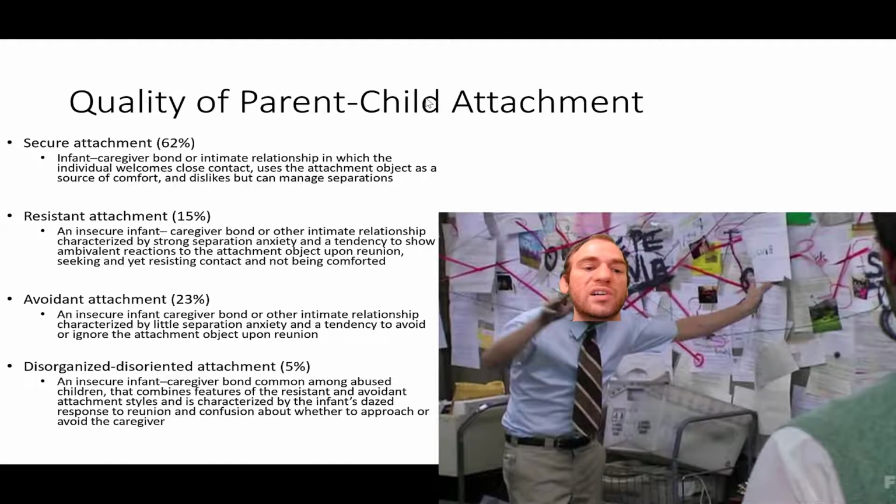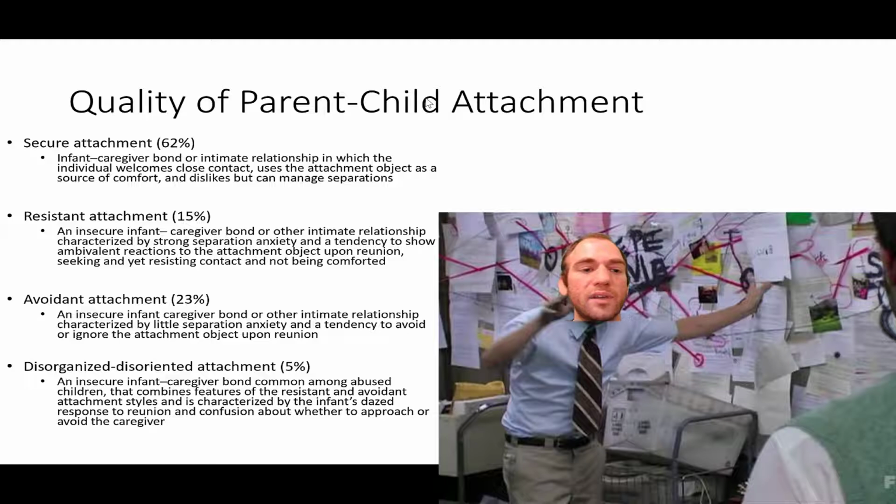Avoidant, an insecure infant caregiver bond or other intimate relationship characterized by little separation anxiety and a tendency to avoid or ignore the attachment object upon return. Disorganized, disoriented attachment. This is an insecure infant caregiver bond common among abused children. This combines features of the resistant and the avoidant attachment styles and is characterized by the infant's dazed response to reunion and confusion about whether to approach or avoid the caregiver.